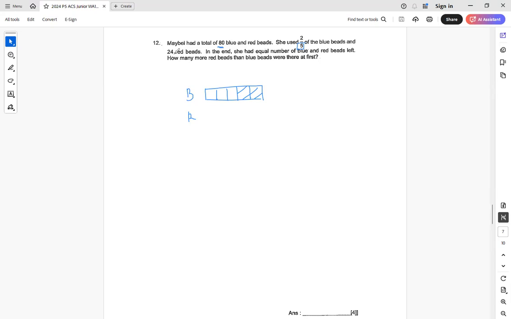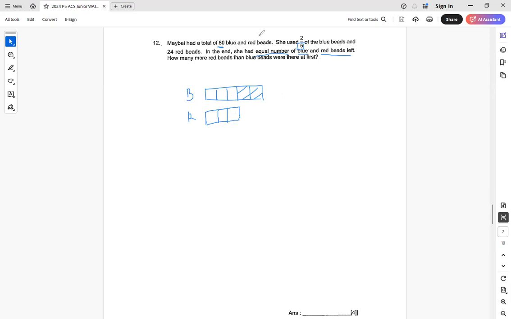And then she used 24 red beads. I don't know how to draw the red beads, so I'm going to leave it alone first. But the question tells me in the end she had equal number of blue and red beads left. Meaning if I have 3 units of blue, my red I also need to have 3 units left. Because they are equal, definitely left must be equal. So 3 units for both.